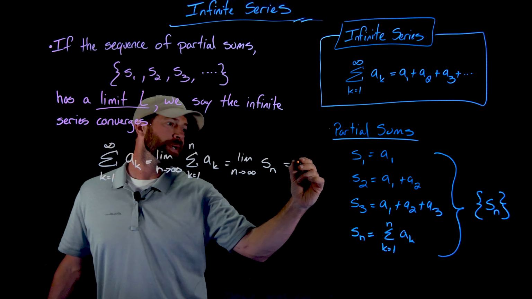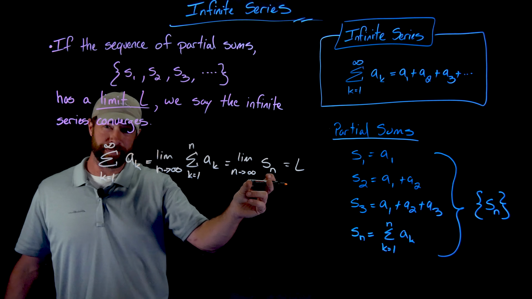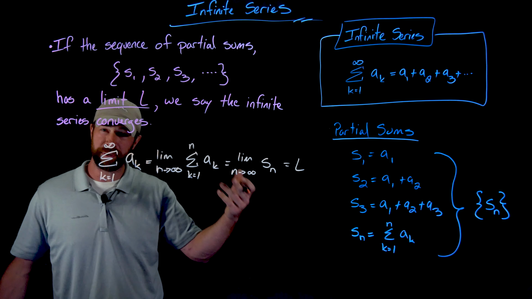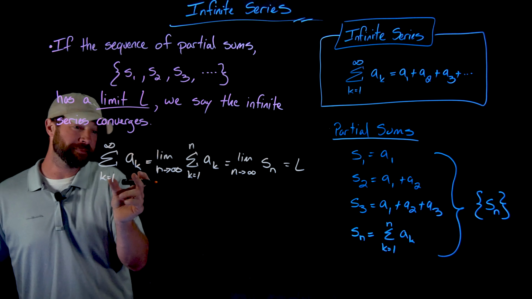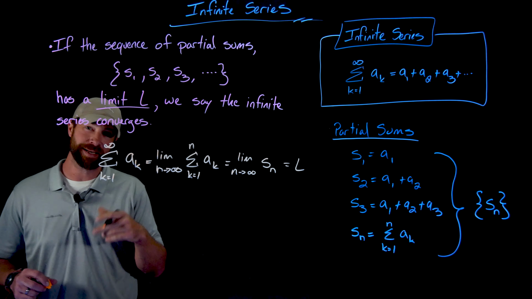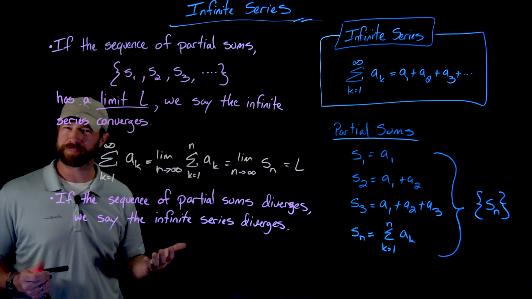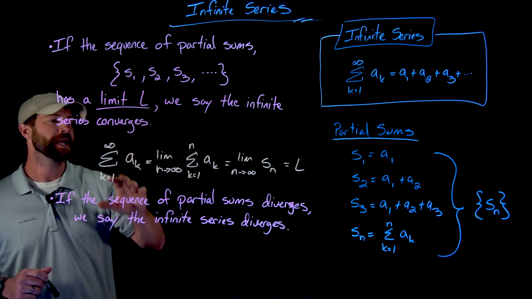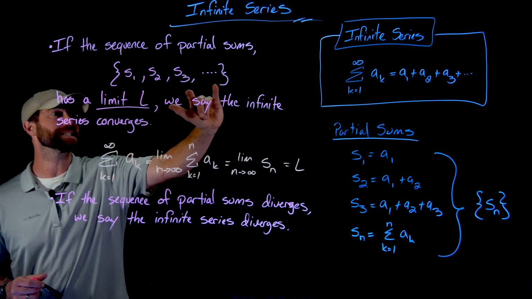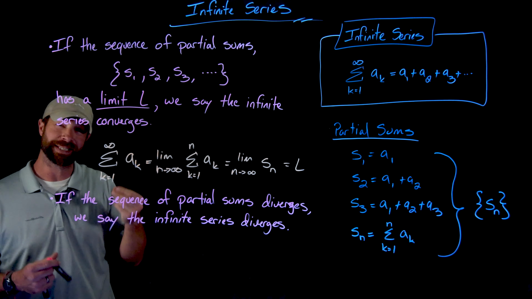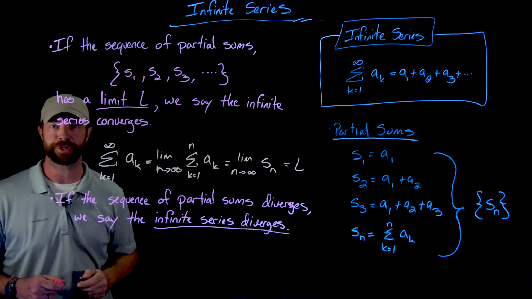But this value, if it converges, is L. Again, we know how to evaluate limits; we have a bunch of different ways of doing that. The value of that limit is equal to the value of that infinite sum and determines its convergence or divergence. And to say it out loud, if we can't find this limit value, or if we find that this sequence of partial sums diverges, we say that the infinite series diverges.